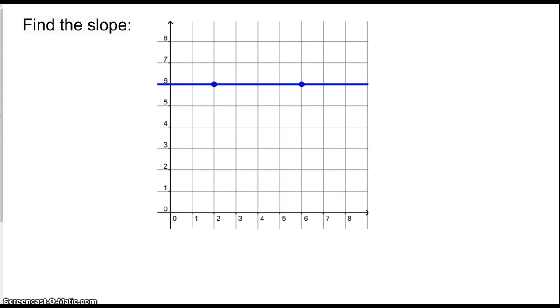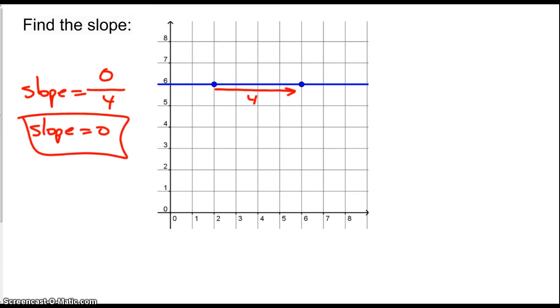Here's another example. So this one's a little bit different, right? How far up do I go? Well, the amount that I go up is 0, right? I don't go up at all. I only go 1, 2, 3, 4 units to the right. So that would be 0 over 4, or a slope of 0. And that matches what we said in the beginning. We said that horizontal lines have 0 slope because there's no change, there's no slantiness at all. But you can still use the definition, up 0, 4 to the right.